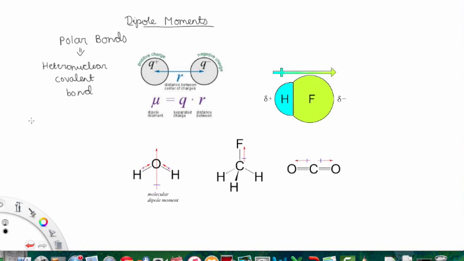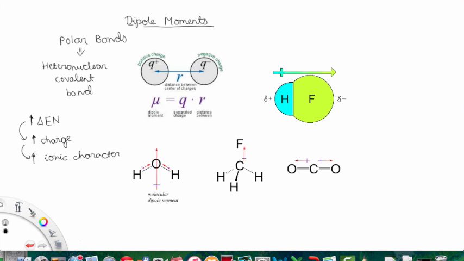And so an increasing difference in electronegativity, which I'll write down as delta EN, leads to an increasing difference in charge, which finally leads to an increasing ionic character of the covalent bond. And so this flow results in more polar bonds.